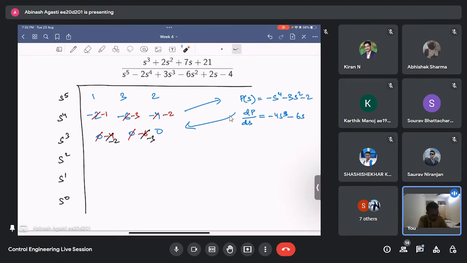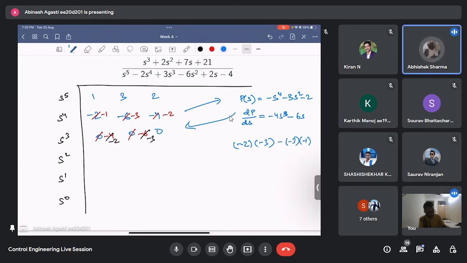Now, someone help me find this position. What should it be? Nine by 2. Okay, minus 2. So there is minus 2 into minus 3, minus 3 into minus 1. Sorry, 3 by 2 minus 2. Yes. So minus 3 by 2, and here what do you have? Minus 2. Correct? Yes.